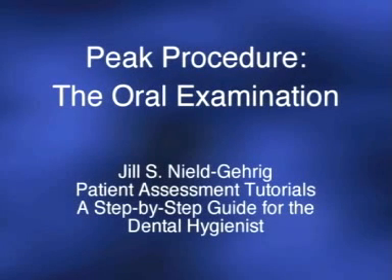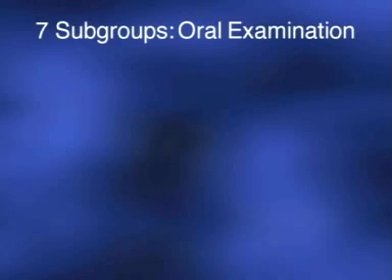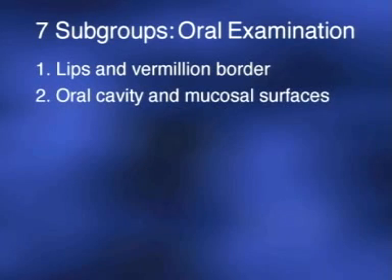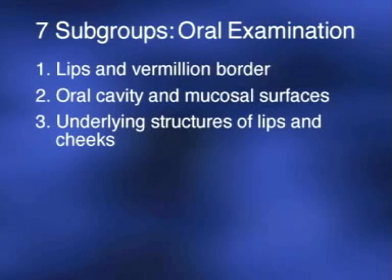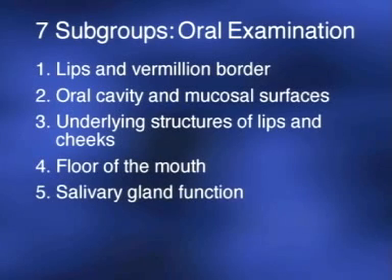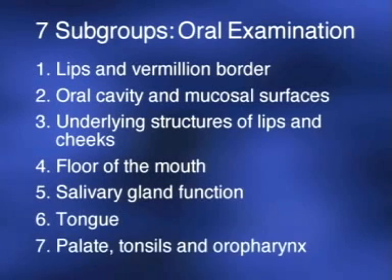Peak procedure, the oral examination. The oral examination is divided into 7 subgroups: the lips and vermilion border, oral cavity and mucosal surfaces, underlying structures of lips and cheeks, floor of the mouth, salivary gland function, tongue, palate, tonsils, and oropharynx.